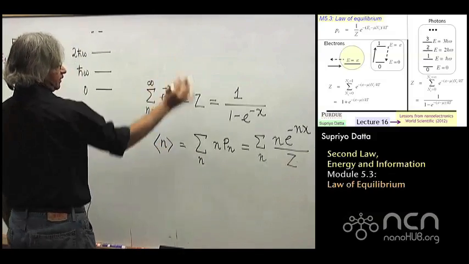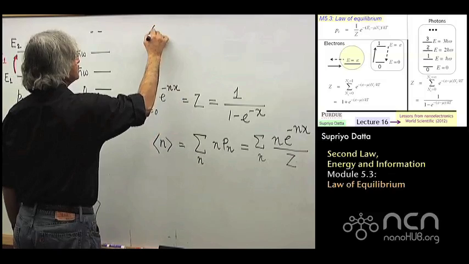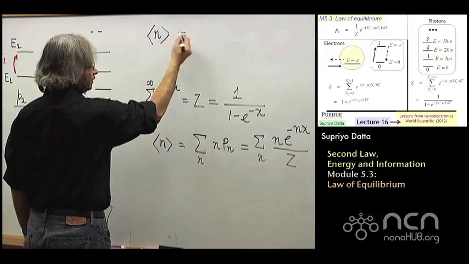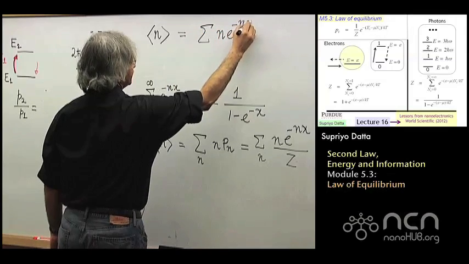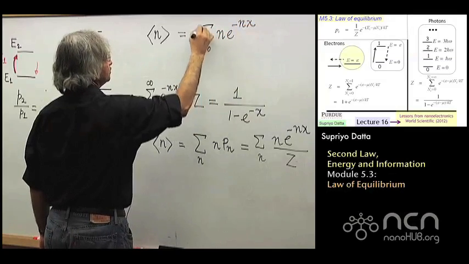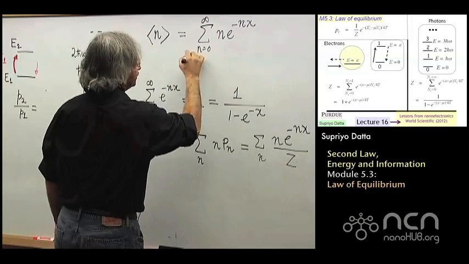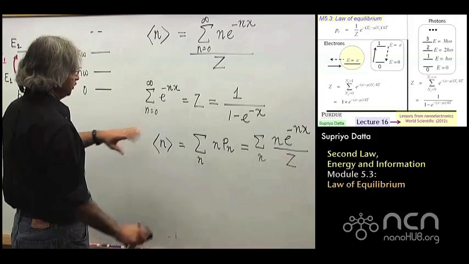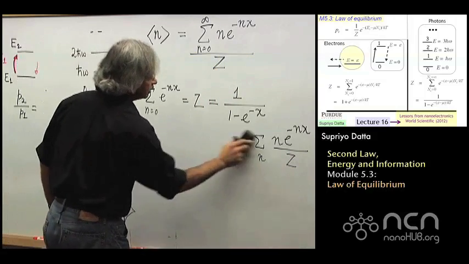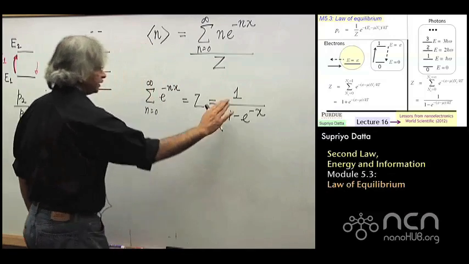So, let me write this result up here. The average n is equal to the summation of n e to the power minus nx from n equals 0 to infinity, and then divided by z. And what we found already is that z is equal to this quantity.